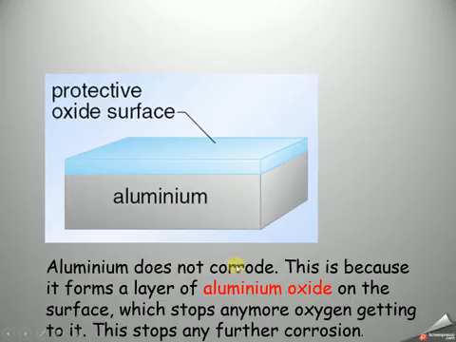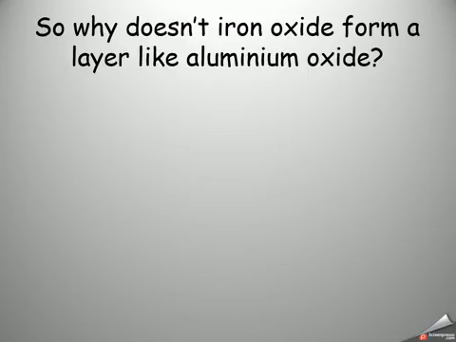Okay, aluminium does not corrode. Why? Because when you get aluminium, it reacts with oxygen really quickly, and you get a layer of aluminium oxide built up. The aluminium oxide provides a protective barrier, and it stops oxygen from getting to it. It also stops water getting to it, and so there is no further corrosion.